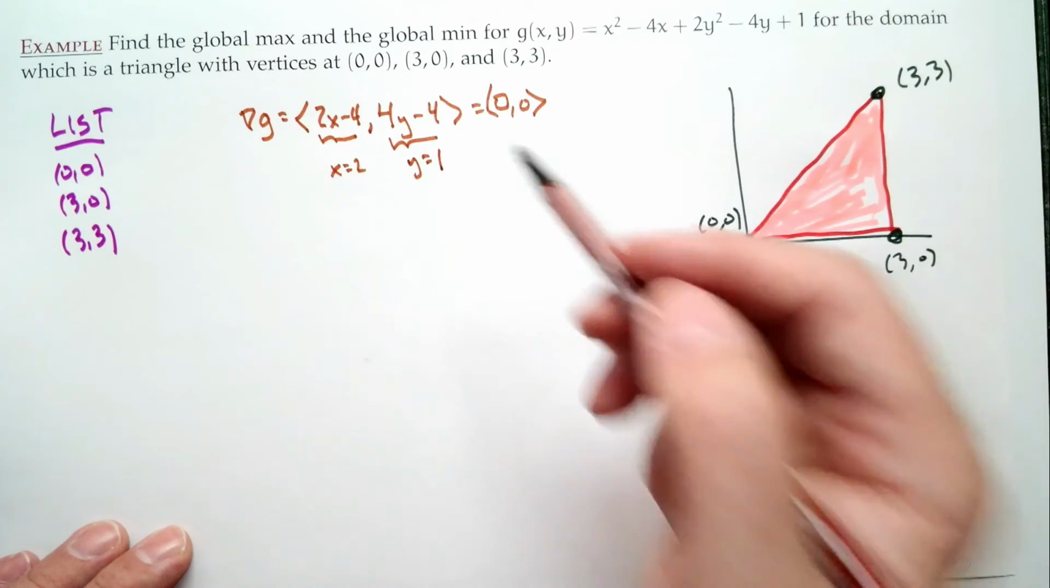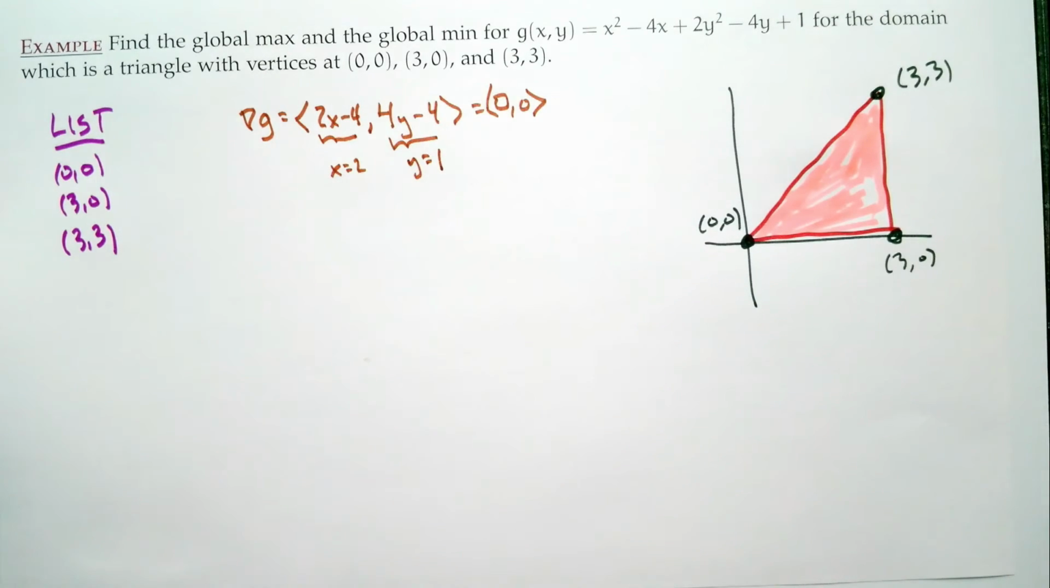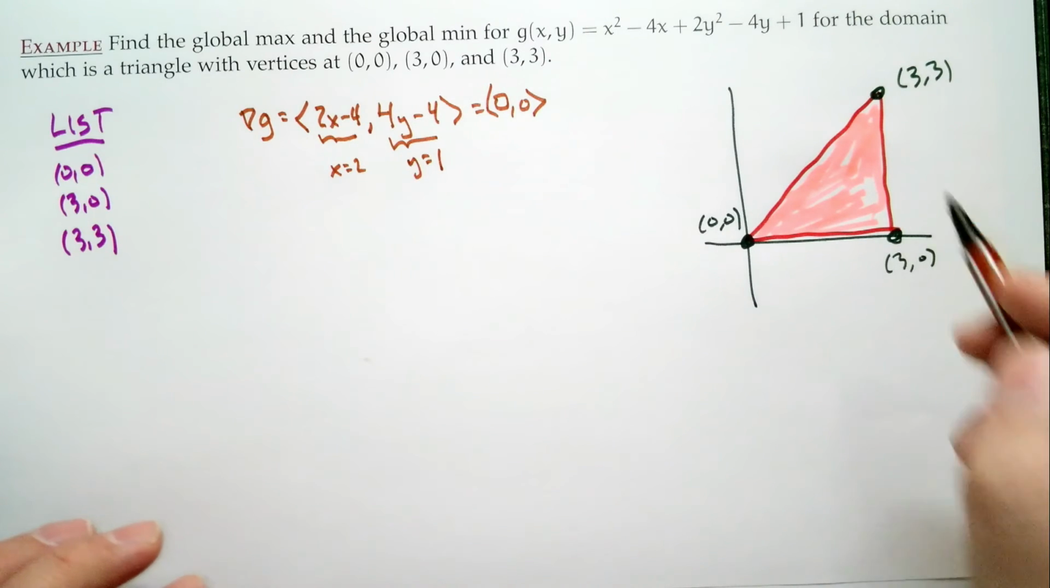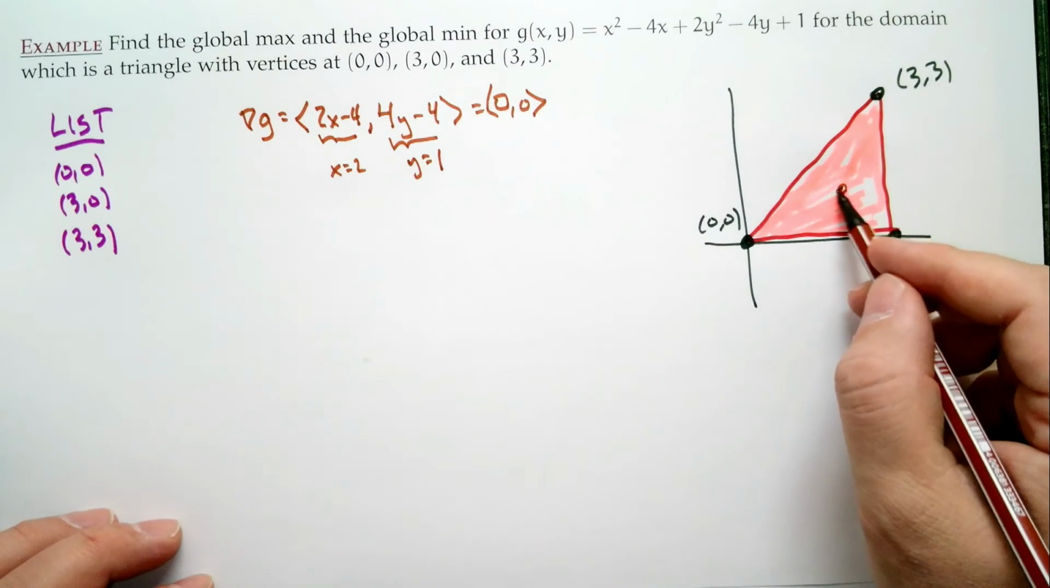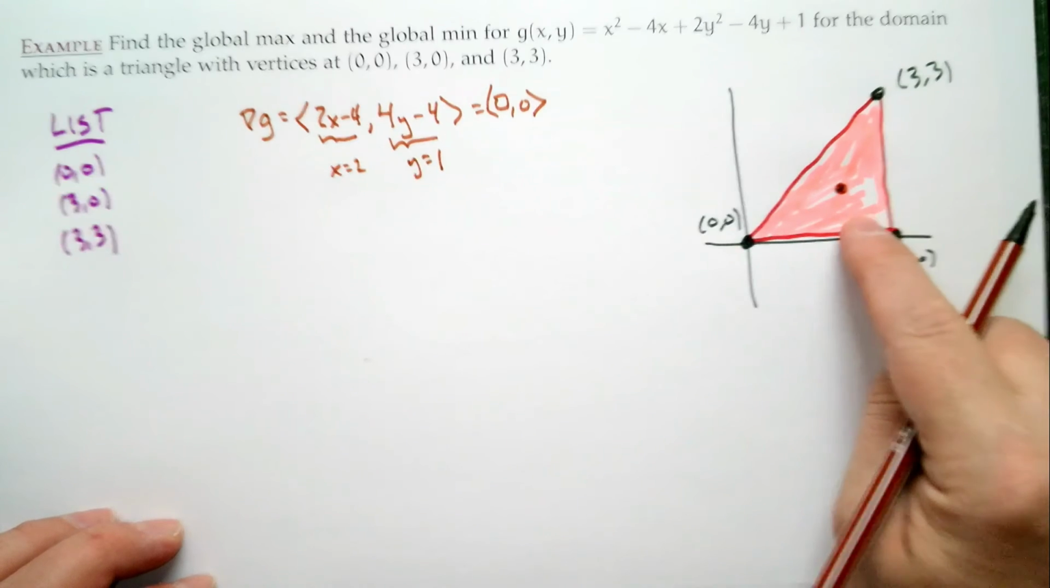Y equals 1. Now, should we include the point (2, 1) on the list? Let's actually ask that question. You're probably like, of course we're going to include it. That's what you have to check. See, (2, 1) happens to be roughly here. So we would include that.